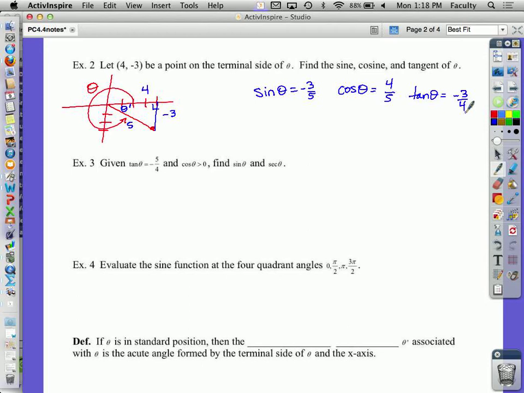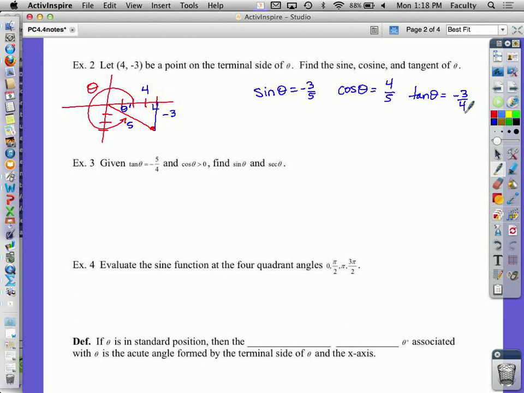So when we do example 3, it says I'm given tangent theta is negative 5 fourths. So let's pause here a moment. I'm going to cover up the rest of this. And if tangent is negative, what do we know? Second or fourth quadrant. Good job. If tangent is negative, it's either second or fourth quadrant.